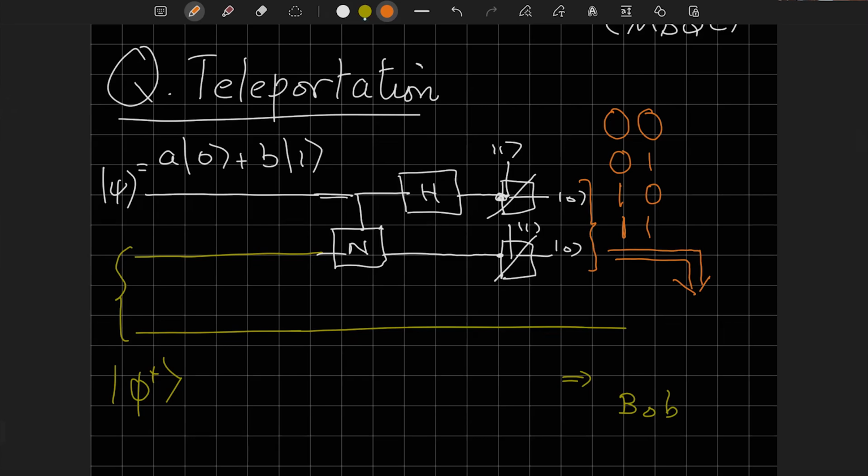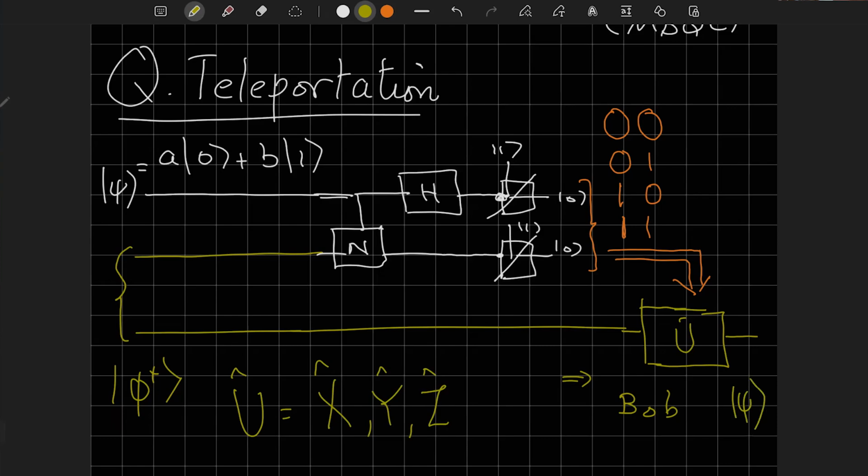And then Bob, based upon the information that he receives, does a Pauli gate for some unitary operator U on his qubit, which was originally one photon in the entangled pair. And this U could be a Pauli gate, like an X gate, or a Y gate, or a Z gate. And lo and behold, finally, Bob has not yet made any measurement on his qubit, so finally Bob's qubit will be an exact replica of the original qubit that Alice wished to teleport.